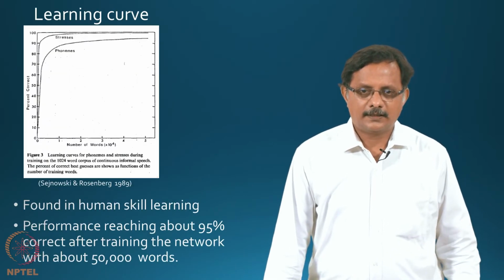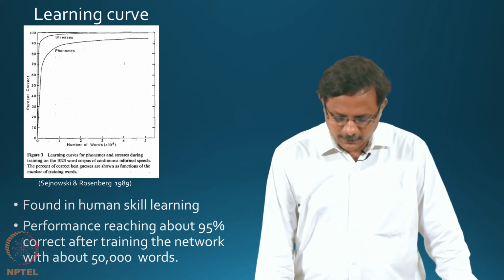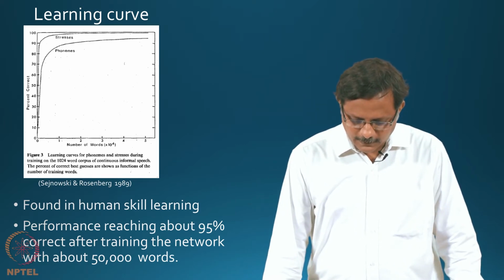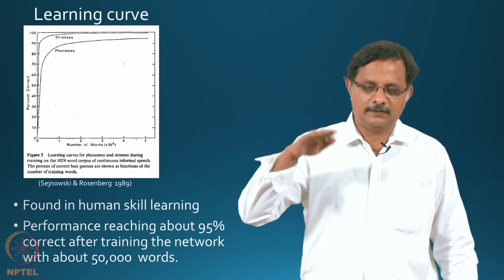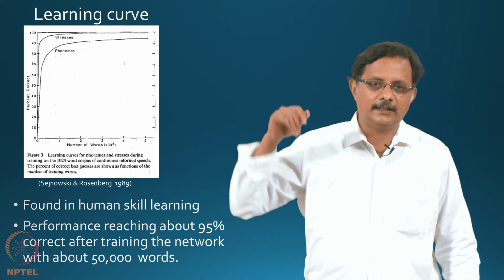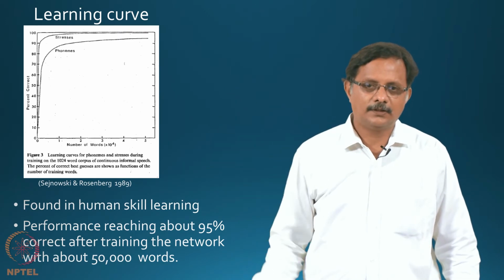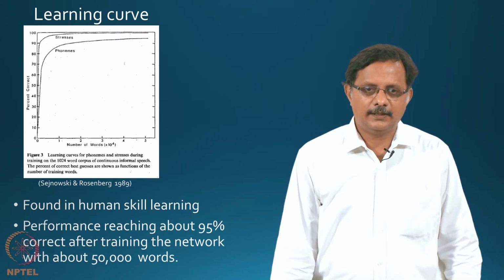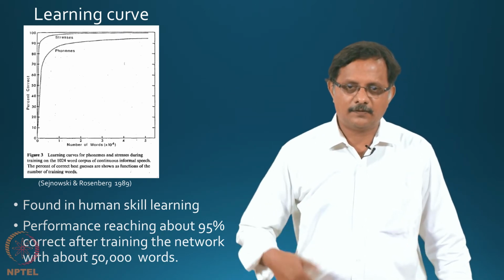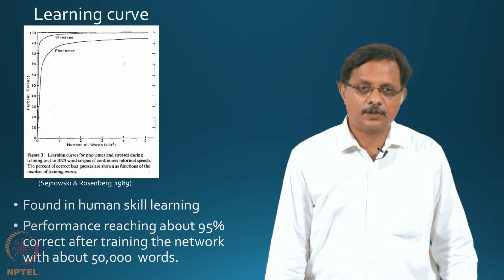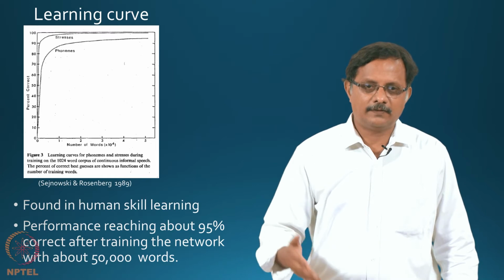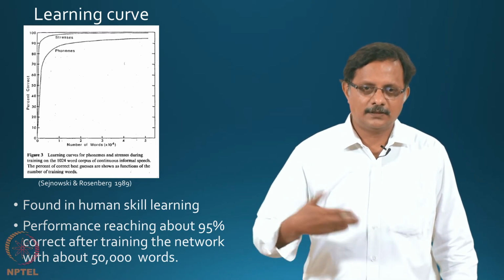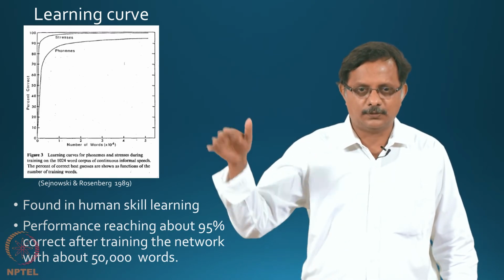So, as they train the network on this data, what they found is that the performance of the network gradually increases and shows an exponential kind of behavior, that is, it rises quickly initially and then flattens out after some time. Here the learning behavior of the network is strongly similar to human skill learning. When humans learn a new skill, they learn very quickly in the early stages and after that slowly the performance saturates or flattens out.